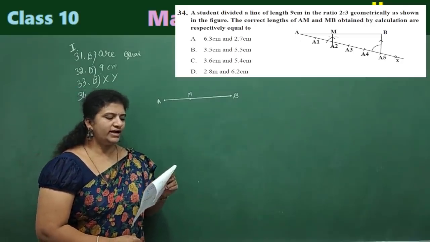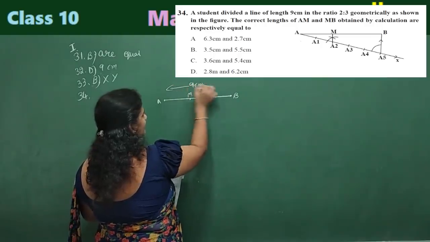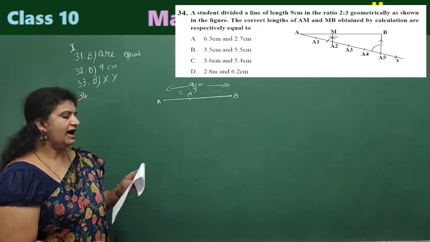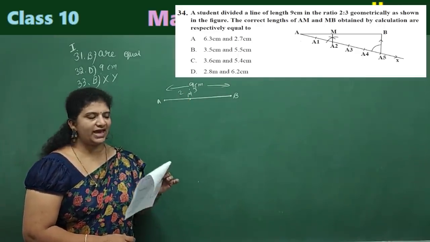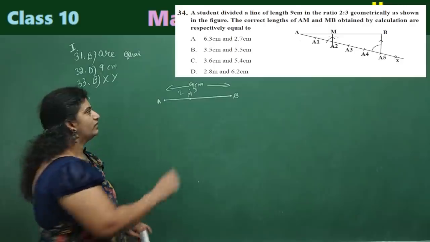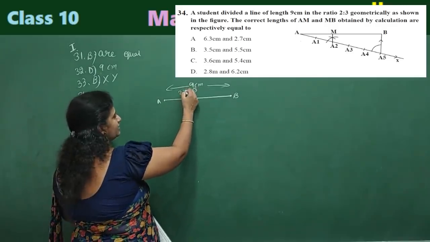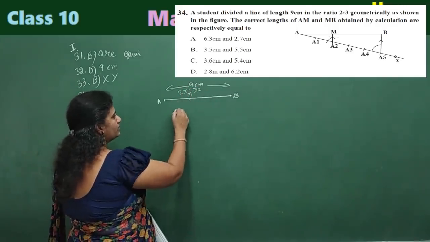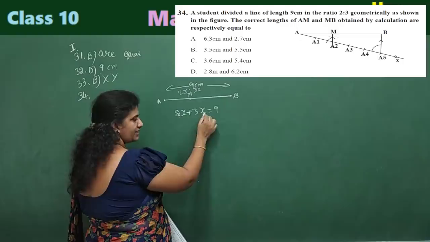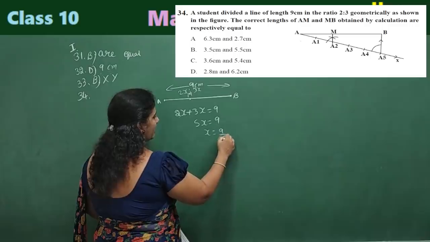34th one. A student divided a line of length 9 centimeters in the ratio 2:3. Geometrically, as shown in the figure, the correct lengths of AM and MB obtained by calculation are respectively equal to. A line, total line length is 9 centimeters. So let me assume it as 2x, 3x. Sum of this ratio 2x plus 3x is equal to 9. 2x plus 3x is 5x. 5x is equal to 9. x is equal to 9 by 5.